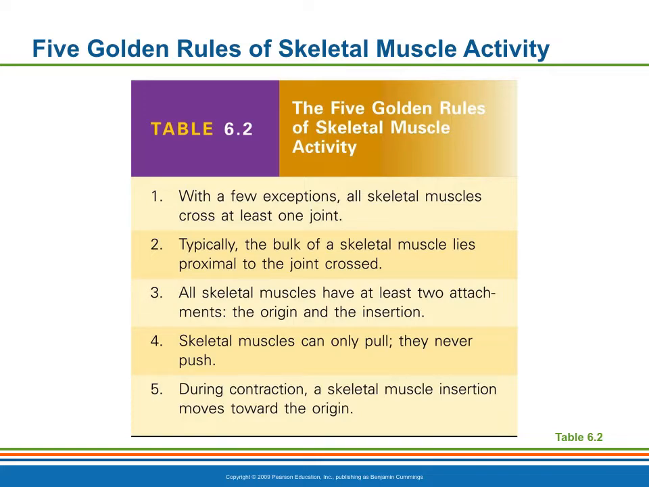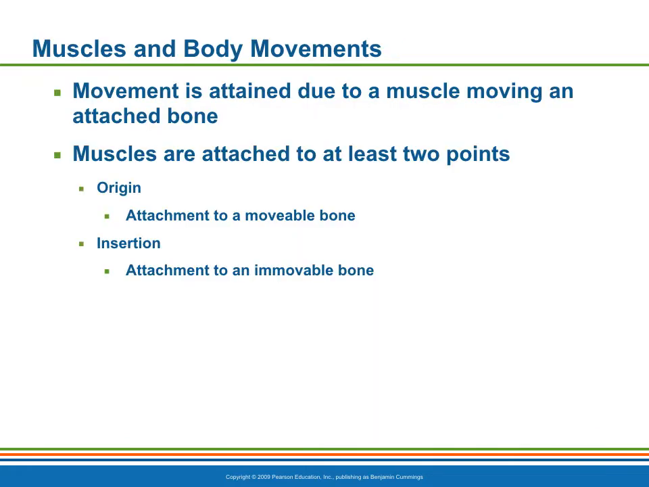Without a few exceptions, all skeletal muscles cross at least one joint. Typically, the bulk of a skeletal muscle lies proximal to the joint crossed. All skeletal muscles have at least 2 attachments, the origin and the insertion. Skeletal muscles can only pull, they never push. And during contraction, a skeletal muscle insertion moves towards the origin.